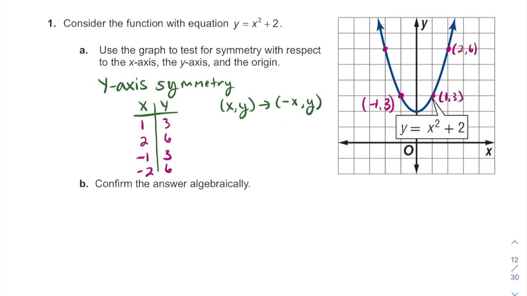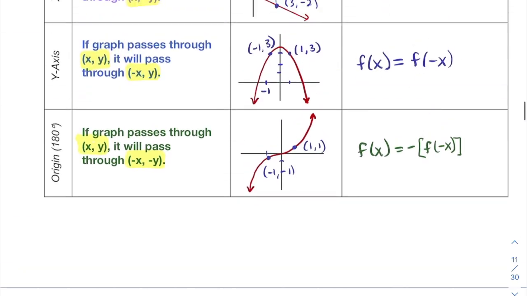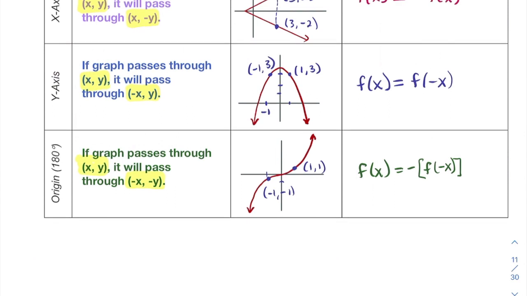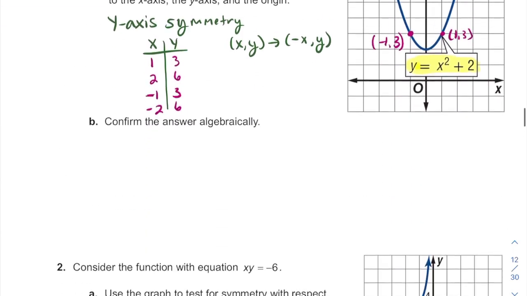Next up, we need to confirm this answer algebraically. So let's say I did not have this graph. All I had is the equation y equals x squared plus 2. So going back up, the rule for y-axis, our middle box, is f of x needs to be equal to f of negative x.